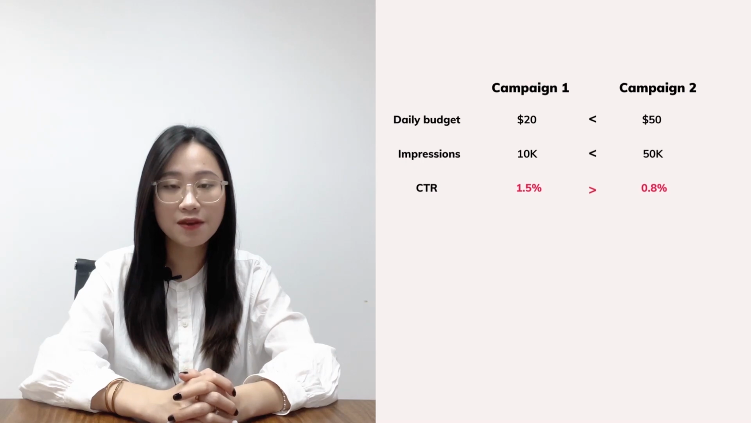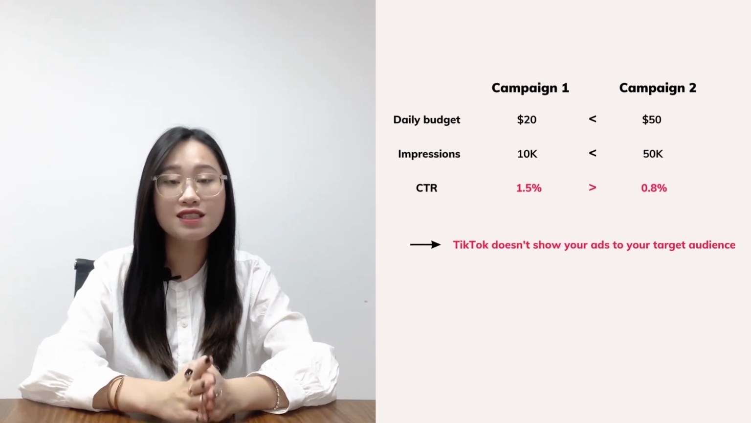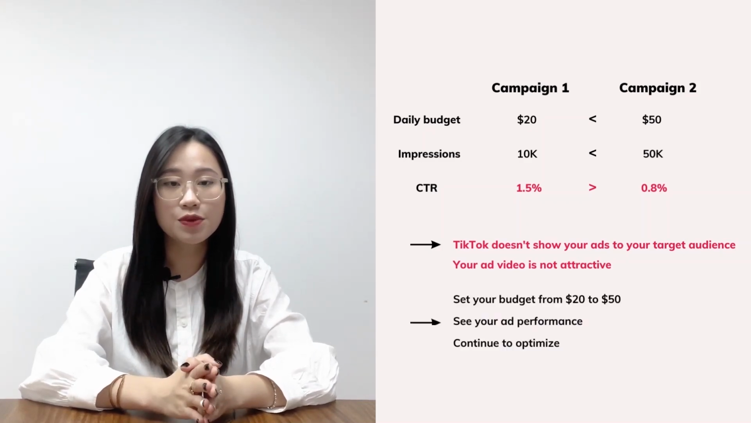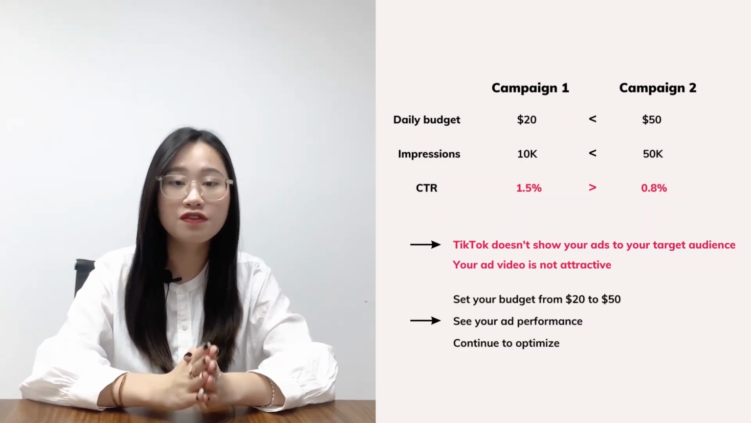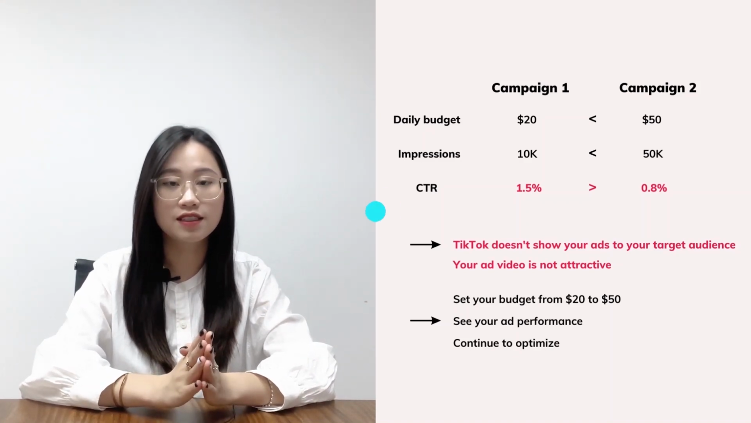If you are in this case, higher budget, higher impressions, but lower click rate, it means that TikTok doesn't show your ad in front of your target audience, or your ad video is not good enough to convince viewers to click on it. In this case, you can set your budget from $20 to $50 and then see your ad performance and continue to optimize.